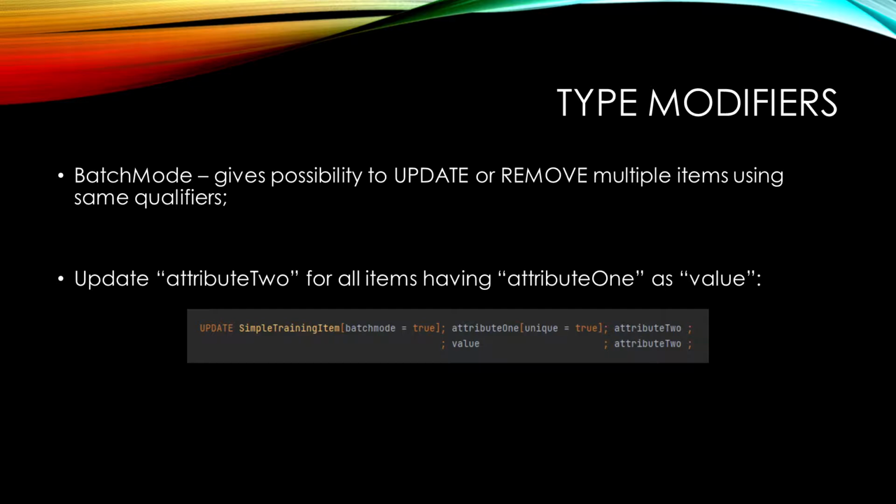If more than one item is returned, the operation fails, but in batch mode, the operation will be performed on all returned items. The first example shows how to set a certain value, attribute 2 for example, for every training item having value as attribute 1.